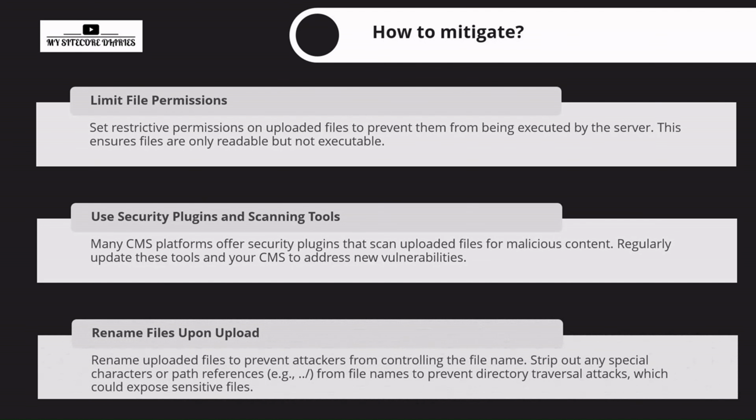Rename files upon upload. Rename uploaded files to prevent attackers from controlling the file name. Strip out any special characters or path references from the file names to prevent directory traversal attacks, which could expose sensitive files. Sensitive files can get exposed if someone adds a traversal path, like a file path, as the file name. So you should rename those files. You can standardize the file names so that the attackers cannot identify them.